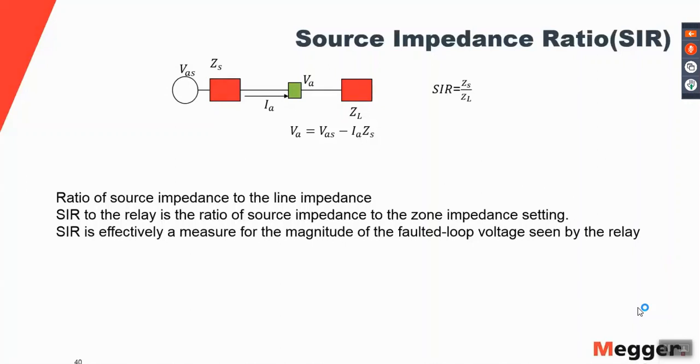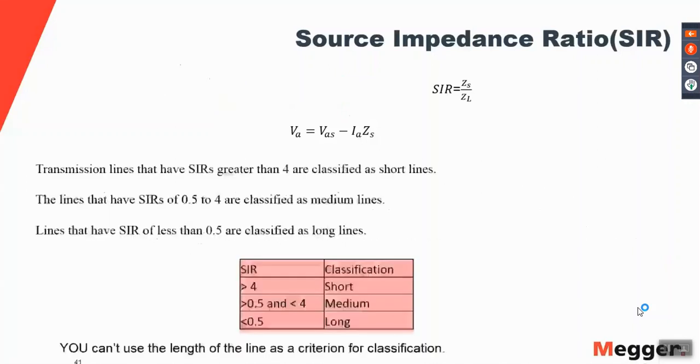Now, how is this SIR related? An SIR greater than 4 is classified as short. The lines that have a source impedance ratio of 0.5 to 4 are classified as medium, and lines that have a source impedance ratio of less than 0.5 are classified as long line. Why is that? Why is this like that?